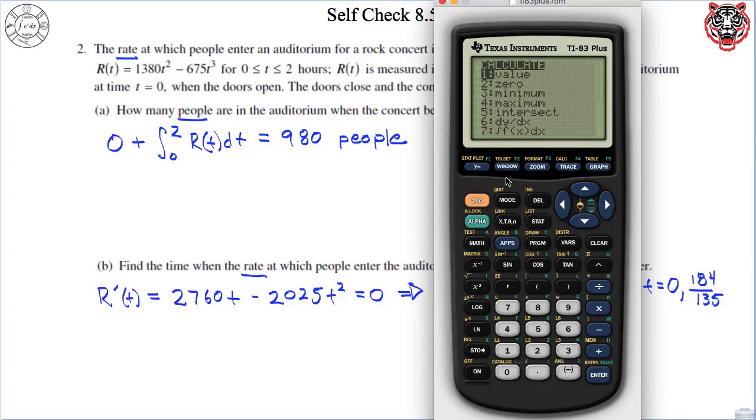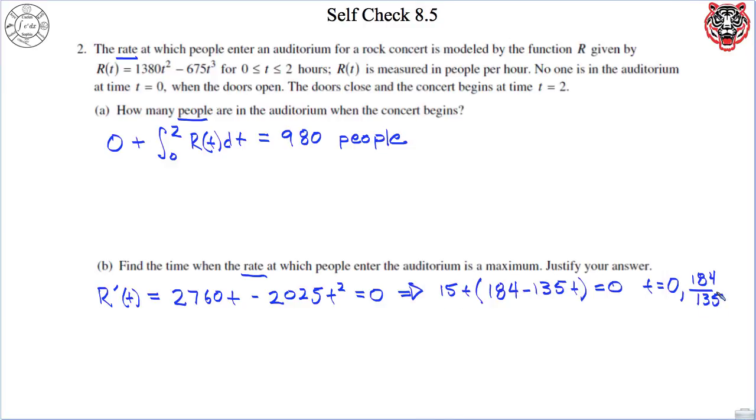We're trying to find the maximum, so I hit 4. And left boundary, sure, enter. Right boundary, I can just hit enter 2. And my guess, I don't know, somewhere in between, 1.5. And it'll tell you, oh yeah, your t is 1.363. And that is what that approximates to. So I can say, using your calculator, you can get the same values.